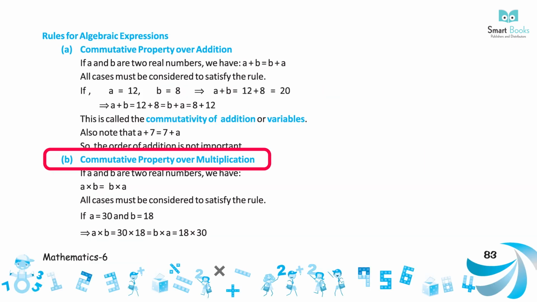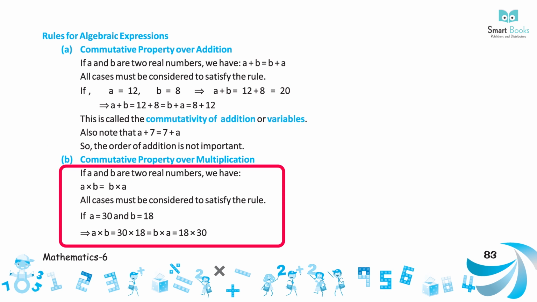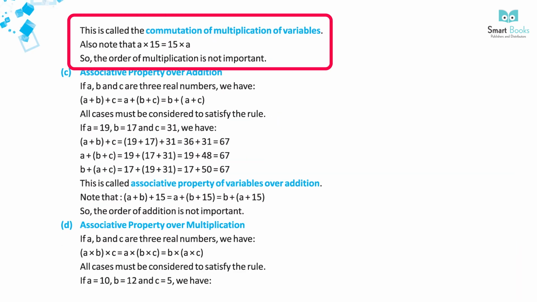important. B. Commutative property over multiplication. If a and b are two real numbers, we have a into b equals b into a. All cases must be considered to satisfy the rule. If a equals 30 and b equals 18, a into b equals 30 into 18 equals b into a equals 18 into 30. This is called the commutativity of multiplication of variables. Also note that a into 15 equals 15 into a. So the order of multiplication is not important.